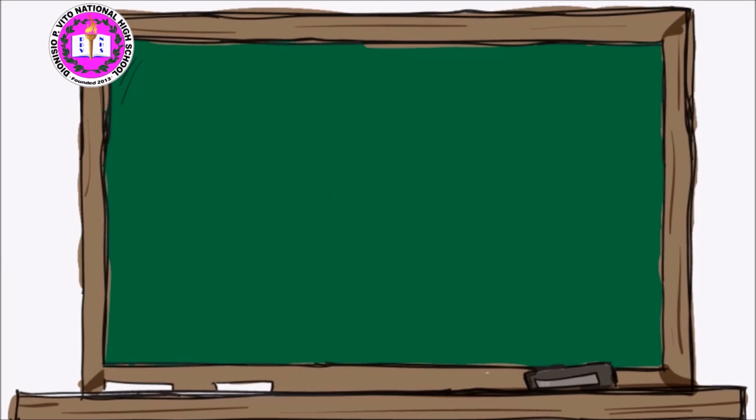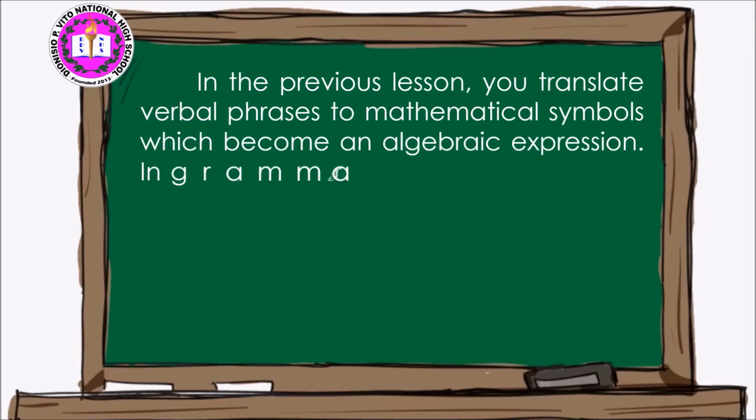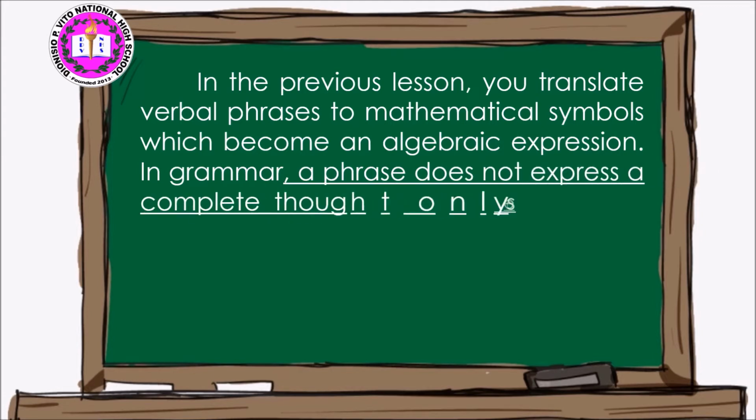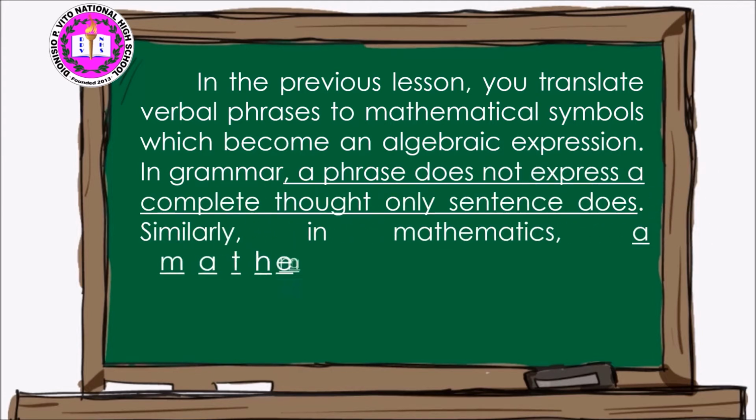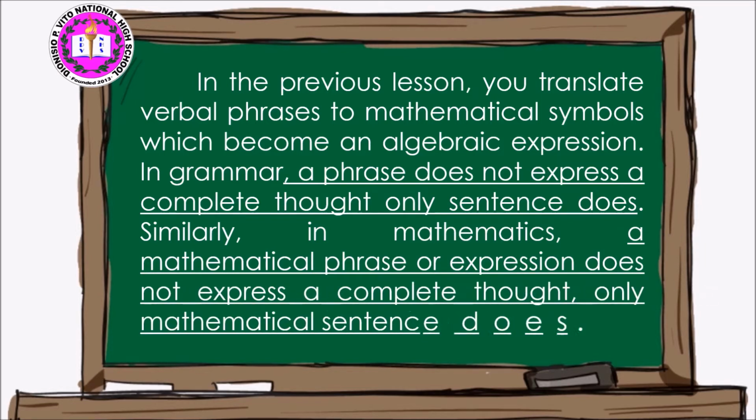Let's begin our discussion by reading the introduction. In the previous lesson, you translated verbal phrases to mathematical symbols which become an algebraic expression. In grammar, a phrase does not express a complete thought, only a sentence does. Similarly, in mathematics, a mathematical phrase or expression does not express a complete thought, only a mathematical sentence does.